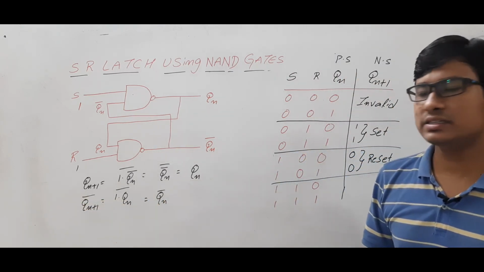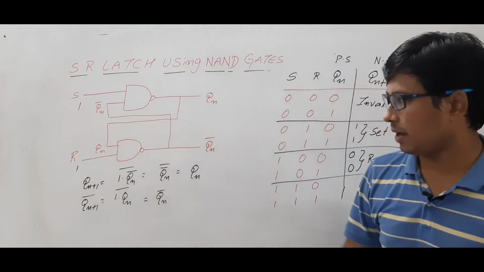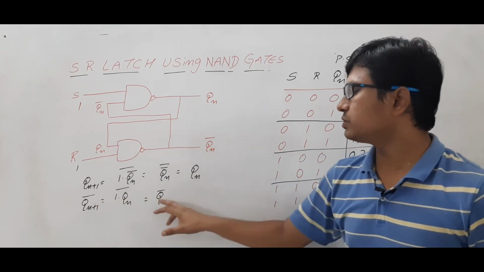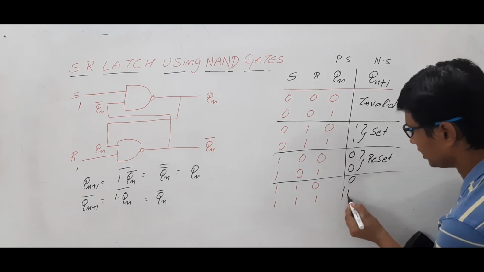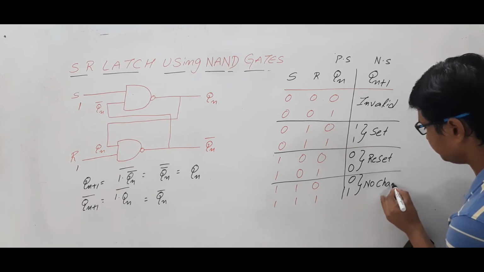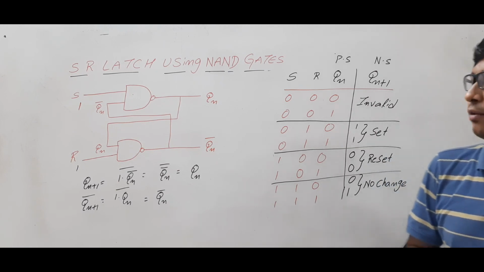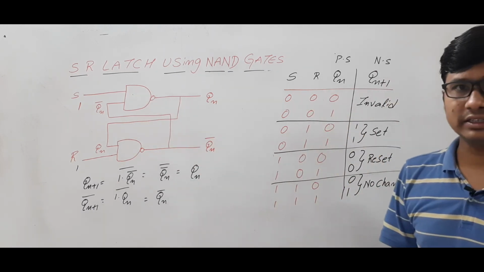If you see it, Qn+1 is producing Qn and Qn+1 complement is producing Qn complement. From this we can say the next state is equal to the present state. Am I right? Whatever the Qn is, the next state also will have the same one. We can say that there is no change. So I hope you have understood from this circuit diagram how I got the characteristic table.